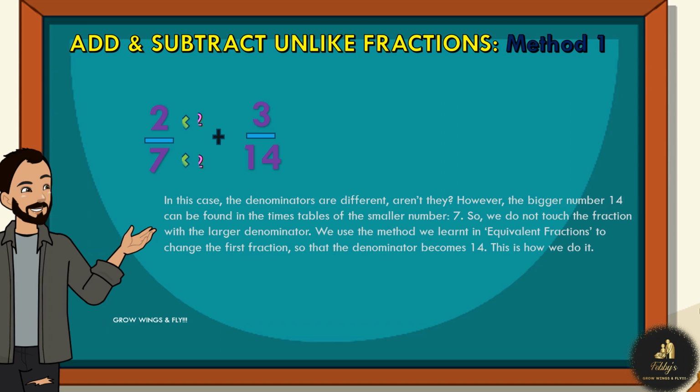So in this case, we times the numerator and the denominator by 2, because 7 times 2 will give me 14, and 2 times 2 will give me 4. So my fractions change something like this. So I get 4 over 14 add 3 over 14. Remember, I have not touched the fraction with the bigger denominator. And now that we have got like fractions, as we learned earlier, we simply add them and we get 7 over 14. Yes, there is something called simplification, which we do have to learn, but that's for another video.